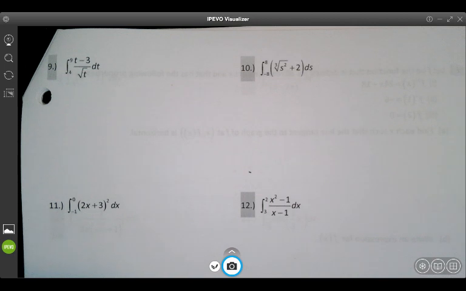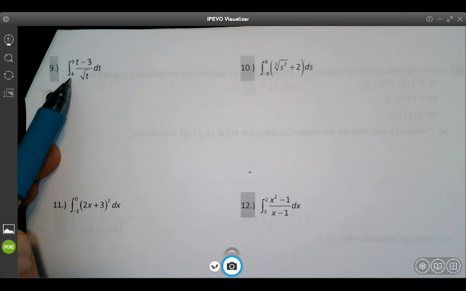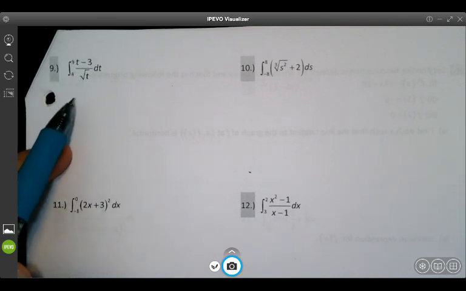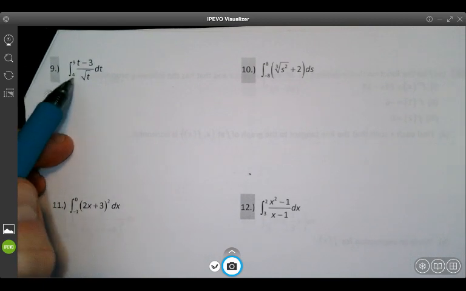This is the solution video for section 7.3, problem number 9. All right, so we've got the integral from 4 to 9 of (t minus 3) over the square root of t. First thing we have to realize is that a u substitution does not work on this particular problem.